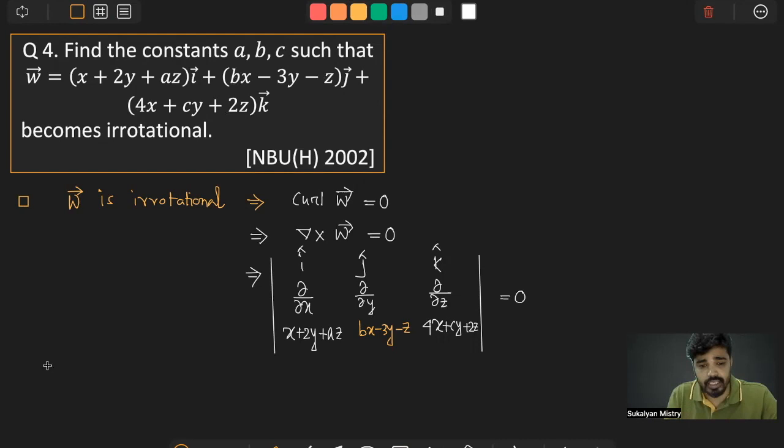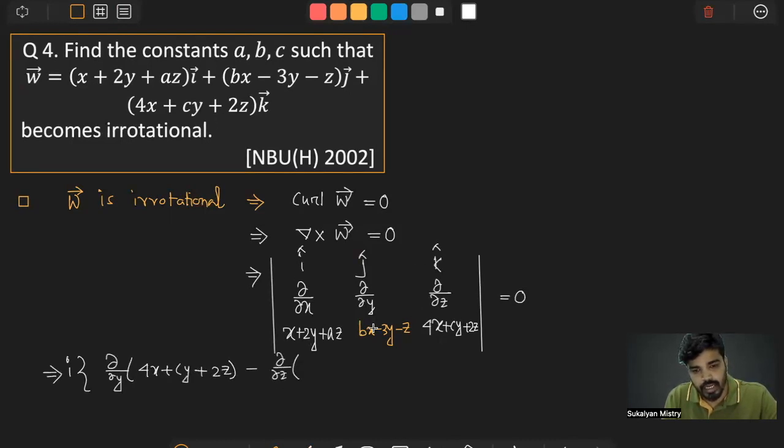Okay, so now we have to expand this. So that implies i: first, del y into 4x plus cy plus 2z, minus del z into bx minus 3y minus z, minus j. i, j, k are unit vectors.